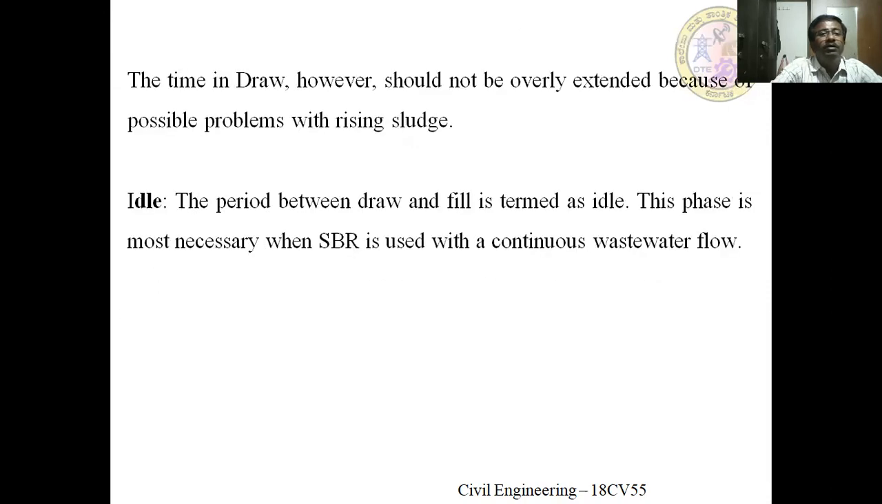Next, the time in draw, however, should not be overly extended because of possible problems with rising sludge. If the time is extended, there may be a chance of the sludge rising. By that, it may create a nuisance and decrease the efficiency of the treatment unit, because once the sludge rises, it automatically mixes with the wastewater. By that, the capacity or efficiency may decrease.